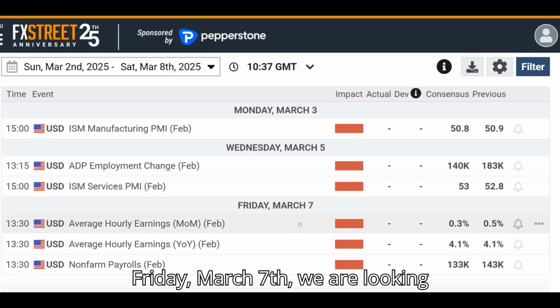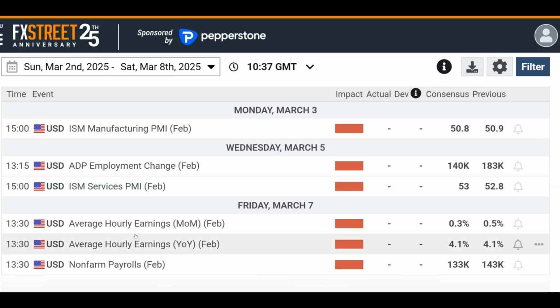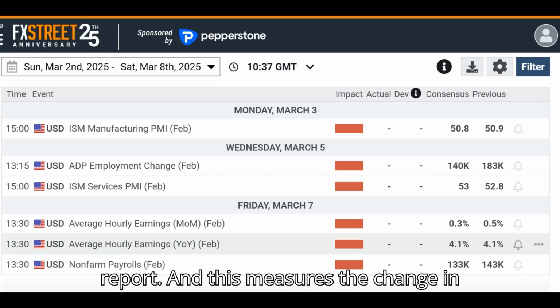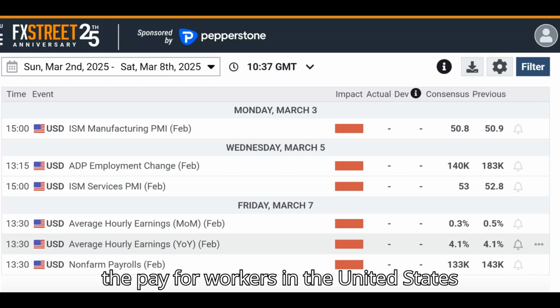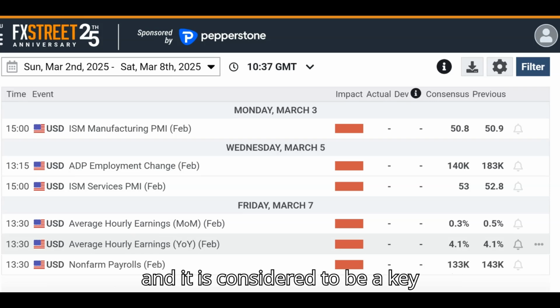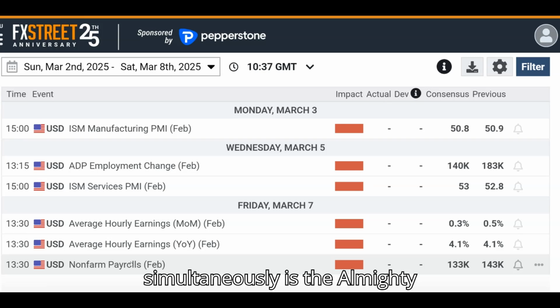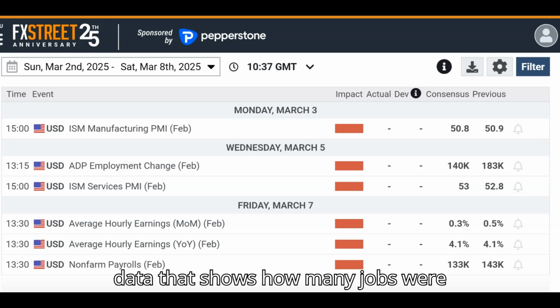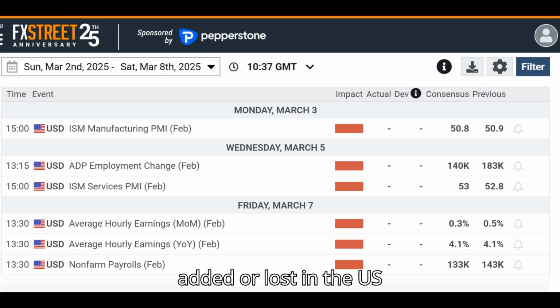Then fast forward to Friday, March 7th, we are looking at two labor-oriented data. We have the average hourly earnings report, and this measures the change in the pay for workers in the United States, and it is considered to be a key indicator of inflation. Then on that same day and simultaneously is the almighty non-farm payroll report, data that shows how many jobs were added or lost in the US economy, and of course this excludes the farming sector.